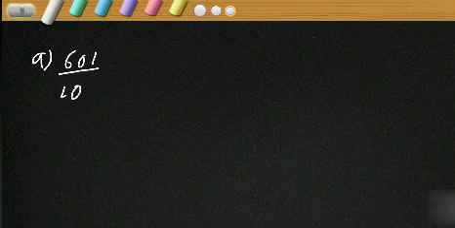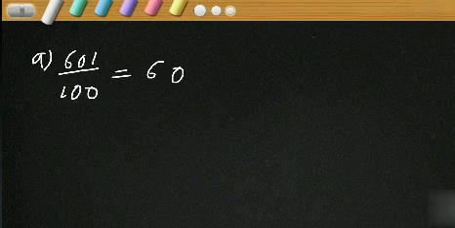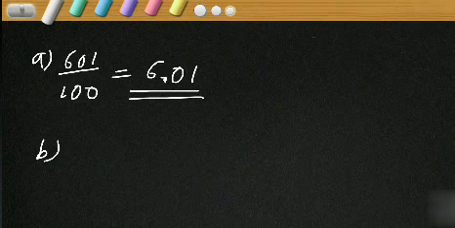A, the question is 601 by 100. What would be the answer here? How many decimal places should be there in the answer? Yes, in the denominator there are how many zeros? There are 2 zeros. So in the answer, how many decimal places should be there? Yes, in the answer there should be 2 decimal places. That means first write 601 and place the decimal point here, isn't it? Yes. Okay, good.